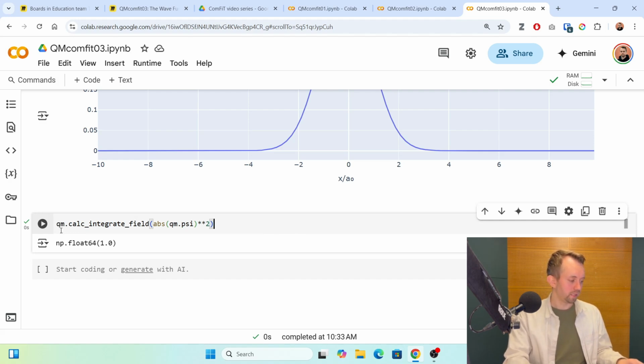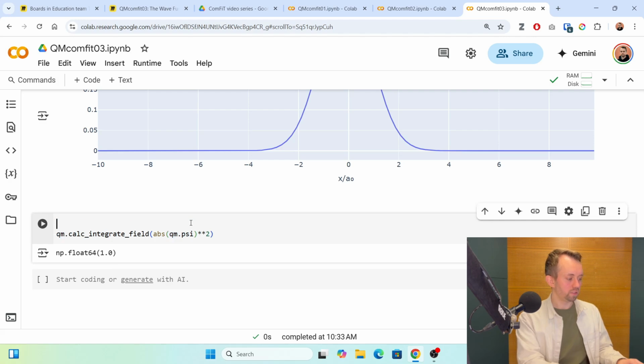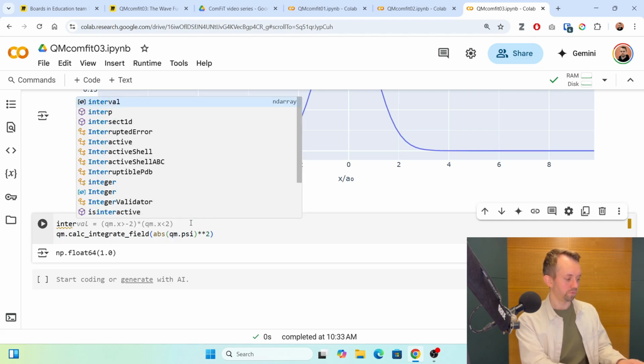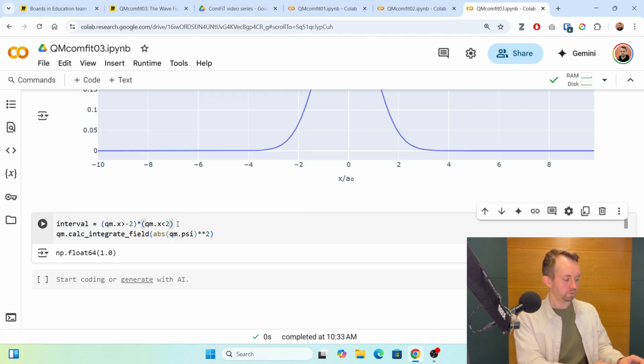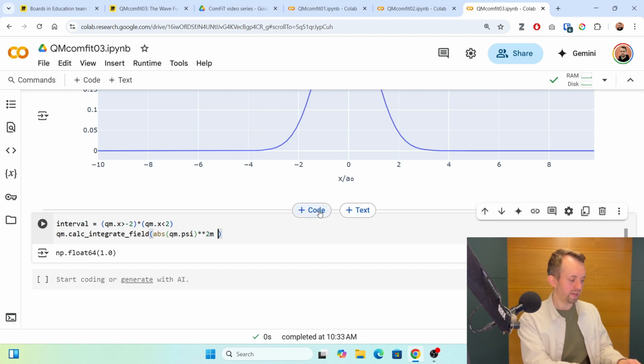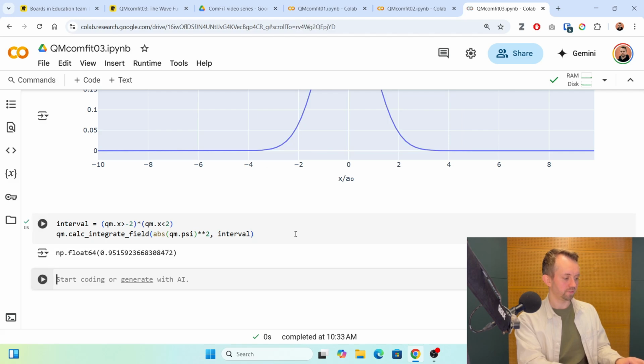And if I want to integrate over an interval, I have to define my interval as before. So Gemini is suggesting it correctly. I'm looking at the interval between -2 and 2, and then I need to pass that interval as the second argument of the calc integrate field.